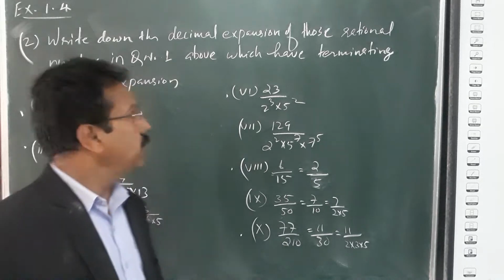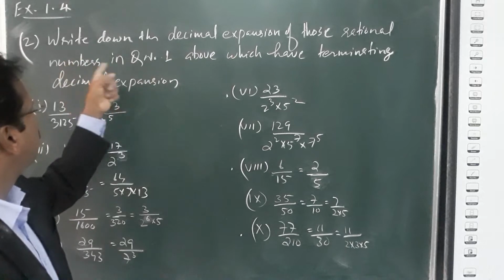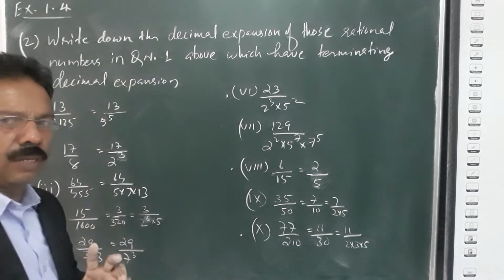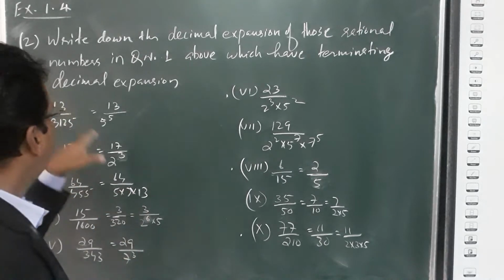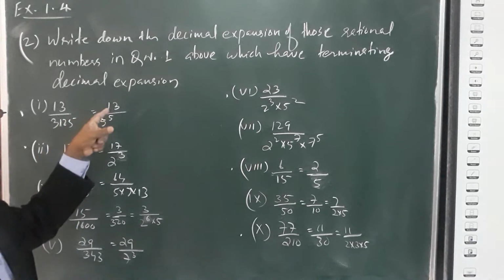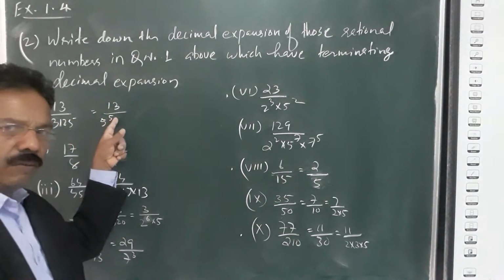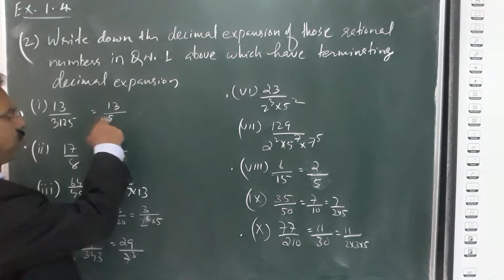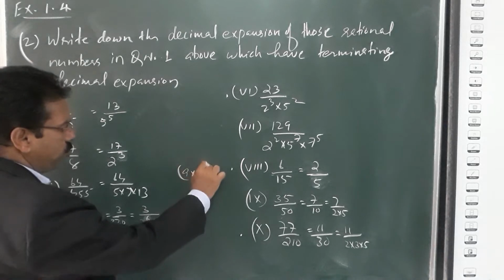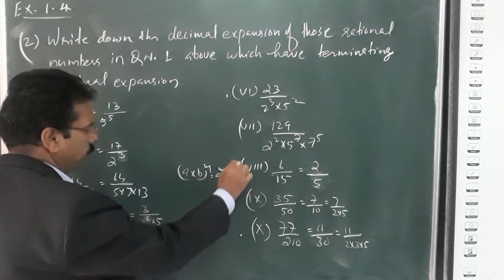In question number 2, write down the decimal expansion of those rational numbers in question number 1 above which have terminating decimal expansion. Here, 13 by 3125, which is 13 by 5 raised to 5. And you know, (A into B) the whole raised to M is equal to A raised to M into B raised to M.